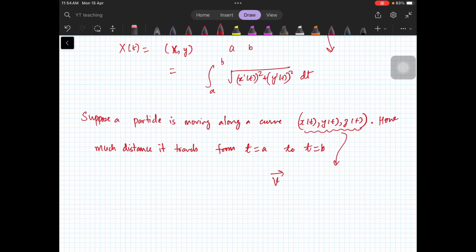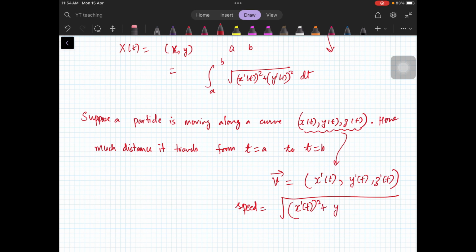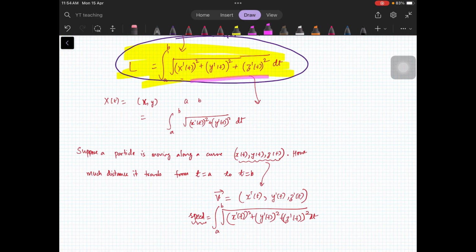So what is the velocity vector? Velocity vector would be the derivative, as we studied in the last videos, right? And then I'll get the speed. What is the speed? Speed is the magnitude of the velocity vector. And then I will integrate it from A to B, because if I integrate the speed, I'll get my total distance, right? So you see, this formula is same as this formula. This formula here which we derived and this formula here, they are same.